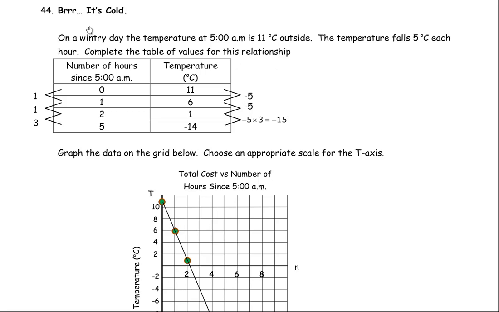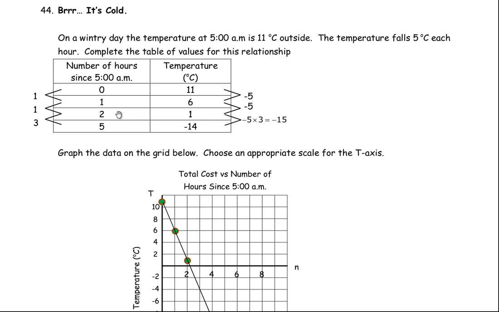Question number 44 for Linear Relations EQAO Practice Questions for Grade 9 Applied is titled, Brr, It's Cold. On a wintry day, the temperature at 5 a.m. is 11 degrees Celsius outside. The temperature falls 5 degrees each hour. Complete the table of values for this relationship.